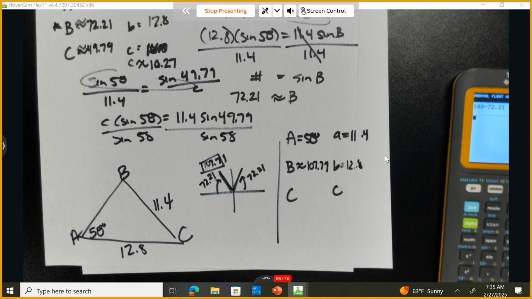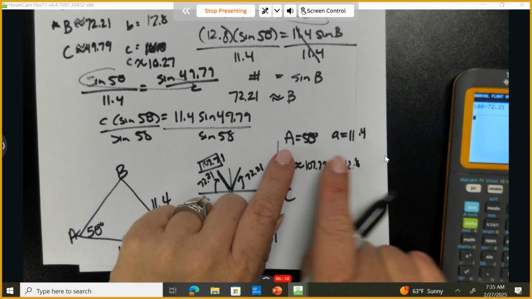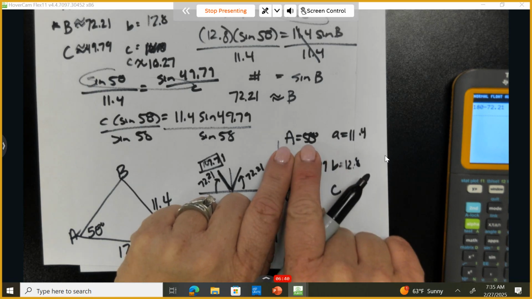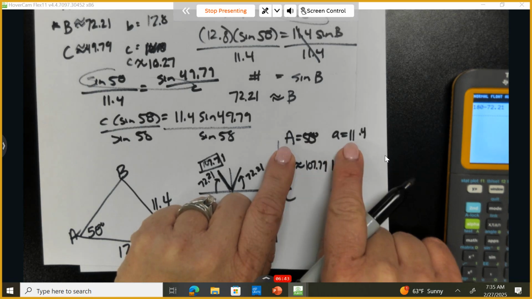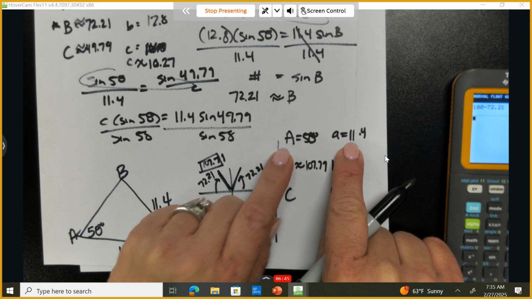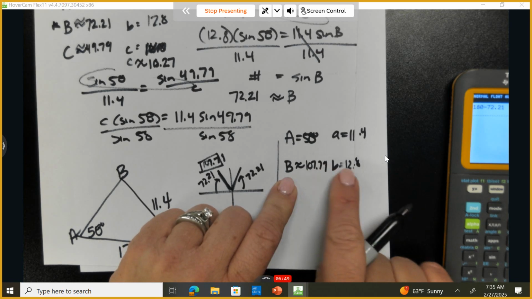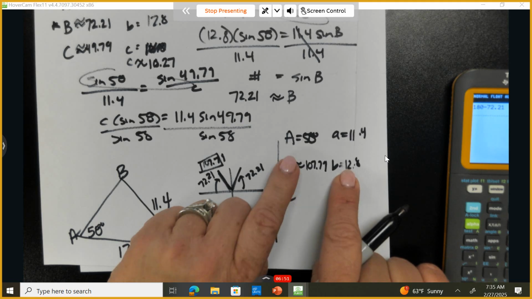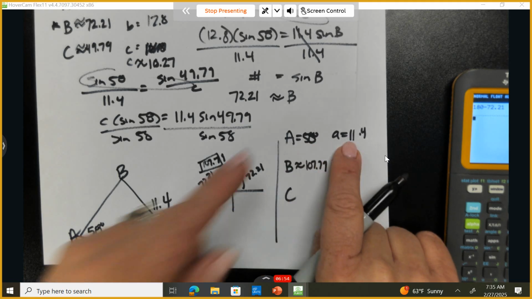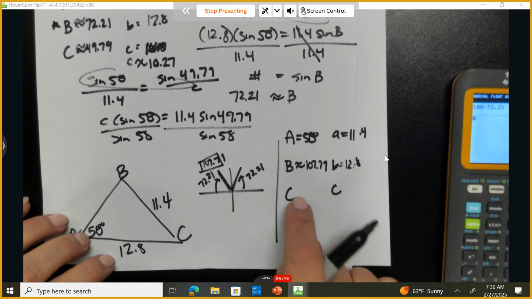It's a possibility. Well, let's look around real quick. Let's analyze. 58 degrees corresponds with a side of 11.4. 107.79 corresponds with 12.8. So a larger angle goes with a larger side. A smaller angle goes with a smaller side. So can we figure out what angle C is?